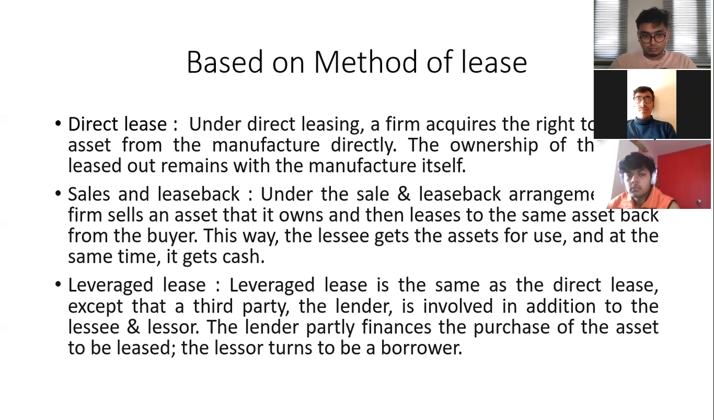Leverage lease. A leverage lease is the same as a direct lease, except that a third party, the lender, is involved in addition to the lessor and lessee. The lender finances the purchase of an asset to be leased. The lessor turns out to be the borrower. These were the types of lease.